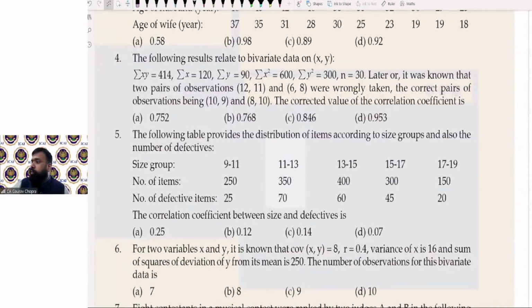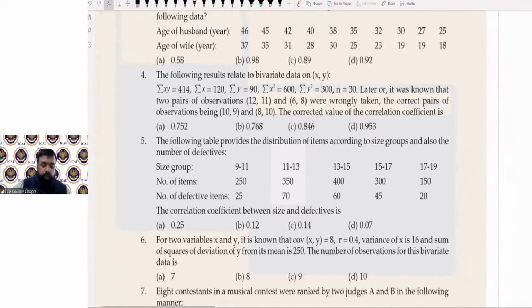Then the next one is the fourth question. Roshan is asking about the fourth, and Chanchal is also asking question number 4. Okay, let's do this fourth one.